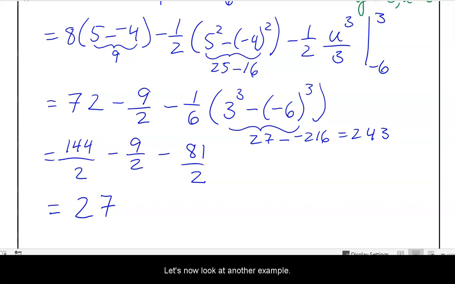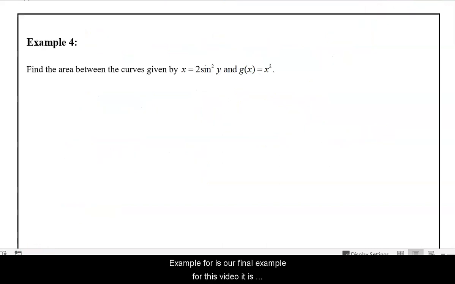Let's now look at another example. Example 4 is our final example for this video. It is also probably the most difficult of the ones that we are looking at. If we are looking at this particular one, we are to find the area between the curves given by x equals 2 times sine squared of y, and the curve g of x equals x squared.